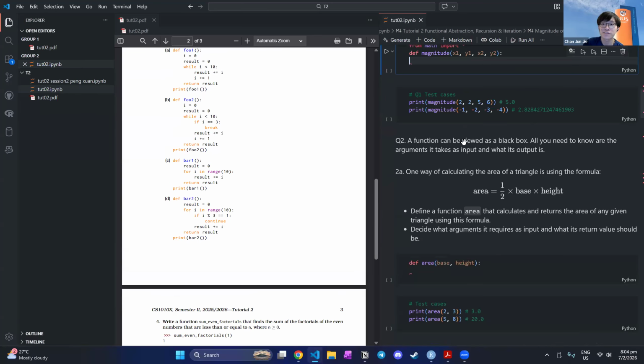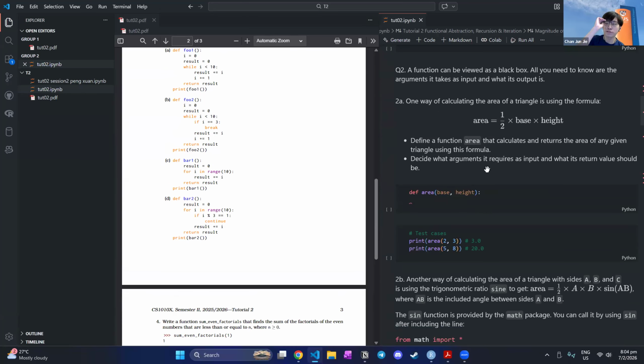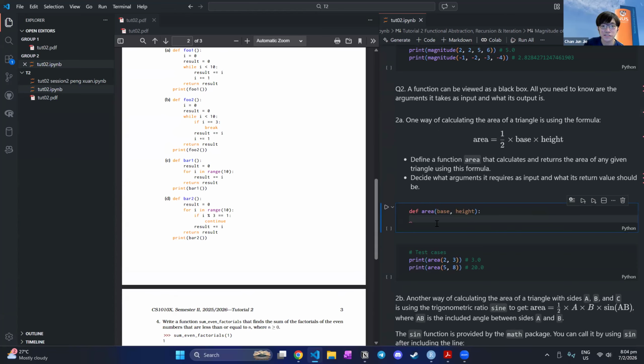Okay, let's move on to question 2. Question 2A, you have to find the area of a triangle using the half times base times height method. So let's see your answers. It's a very simple question so far. The function has to take in two inputs, base and height, and return the area of a triangle.